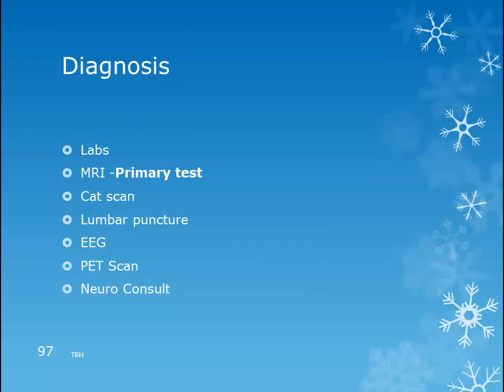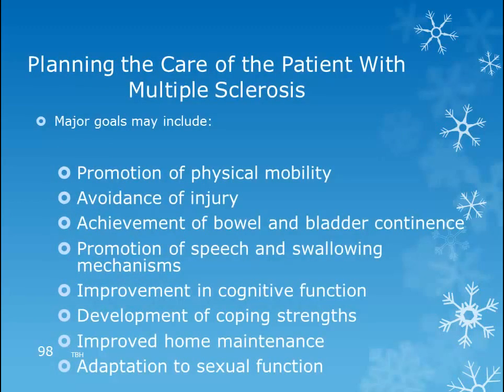Diagnosis, labs. MRI is the primary test for diagnosis. CAT scan can be utilized, lumbar puncture, EEG, PET scan, and obviously a neuro consult. Planning the care of the patient with multiple sclerosis or MS. Major goals may include promotion of physical mobility, avoidance of injury, achievement of bowel and bladder continence, promotion of speech and swallowing mechanisms, improvement in cognitive function, development of coping strengths or mechanisms, improved home maintenance, adaptation to sexual function.